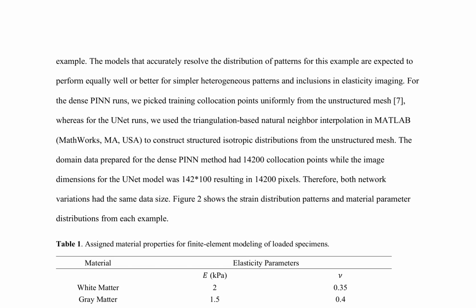The study also explores the robustness of the models by adding Gaussian noise to the strain data. The results are compared against ground truth, showcasing the performance of the models in various scenarios. The research emphasizes the importance of accurately resolving the distribution of patterns in brain tissue for elasticity imaging.